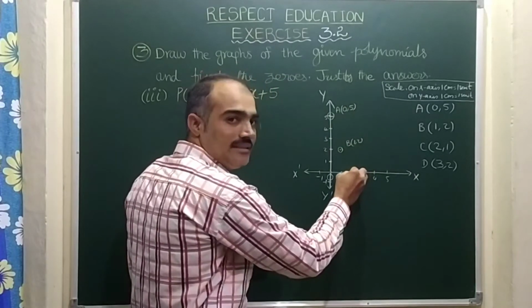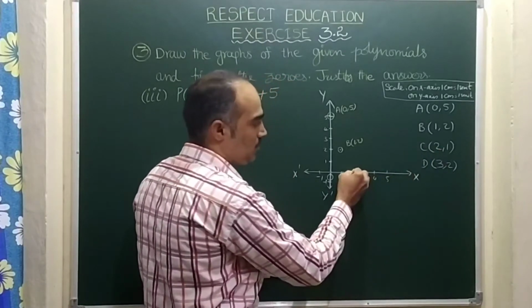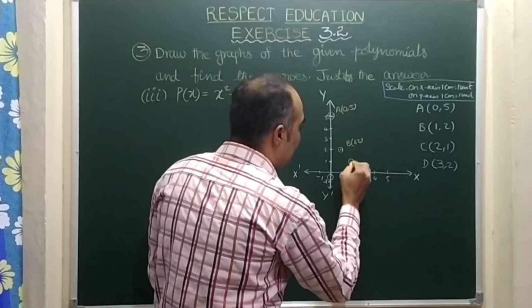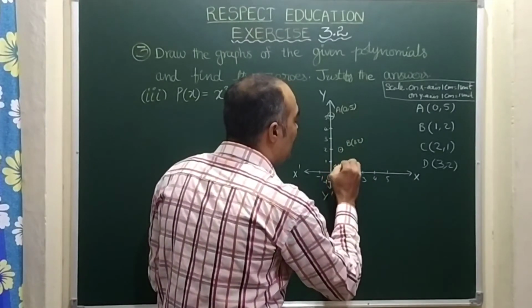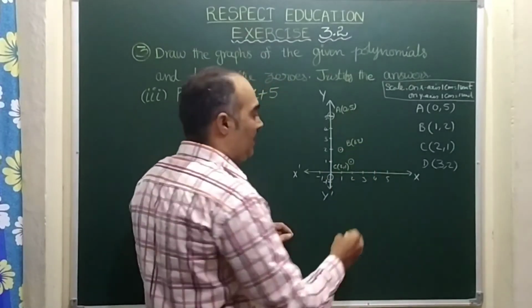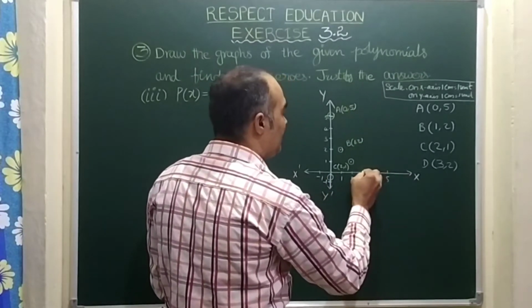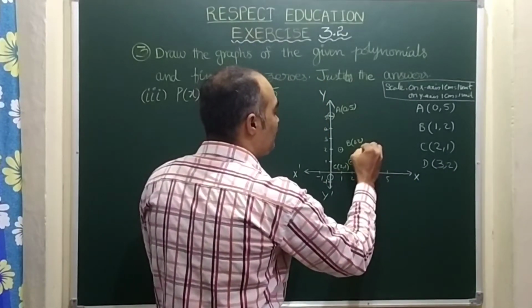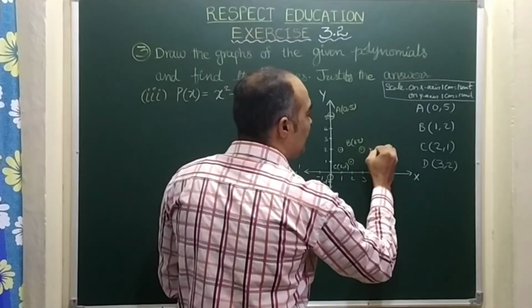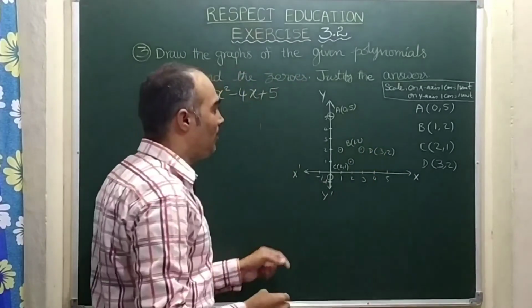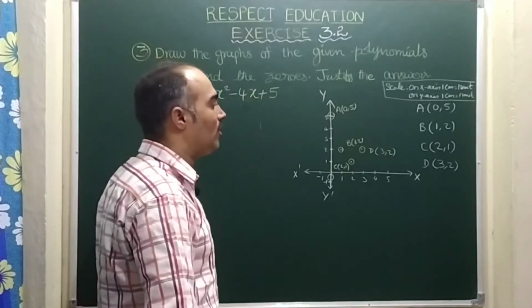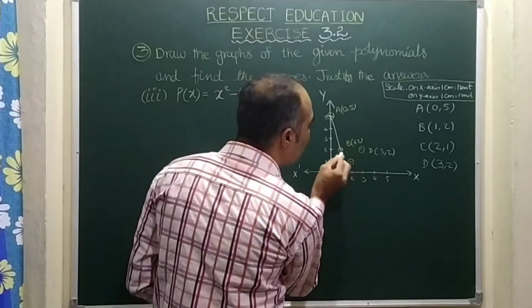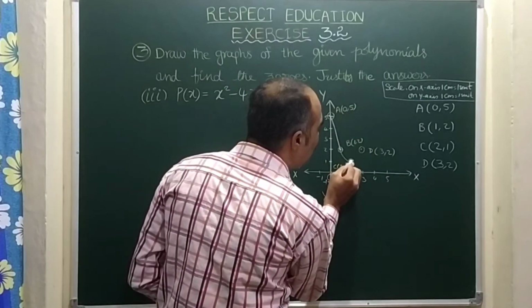Now the bike is at 2, positive 1, so I should go 1 value up. Here I am writing, this is C (2, 1). And here this is 3, right? Then the corresponding value is positive 2, so here it comes. This is D (3, 2). Now with free hand let us join all the points: A to B, B to C, C to D.